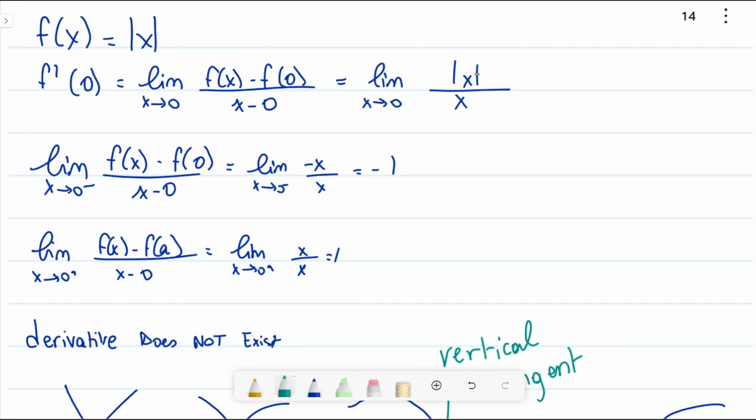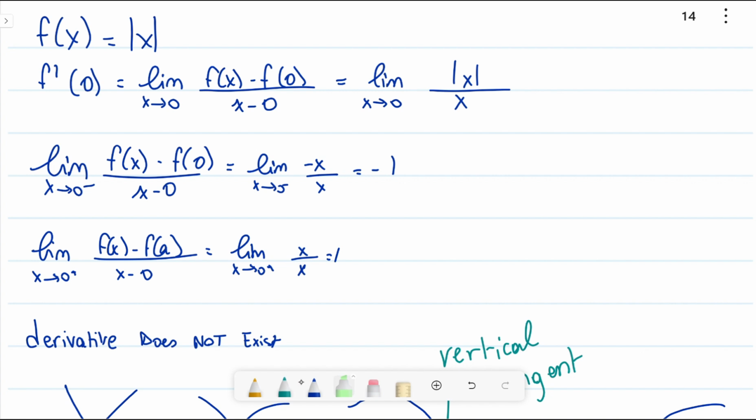What is f of x? It is absolute value of x. What is f of 0? Absolute value of 0 is 0. We don't have to write this. And in the denominator, x minus 0 is x. And now, as we learned in previous videos, whenever we have an absolute value, we can split this into two limits, one coming from the left and one coming from the right. So from the left, we get, instead of absolute value of x, a negative x in the numerator, and then the denominator remains x.